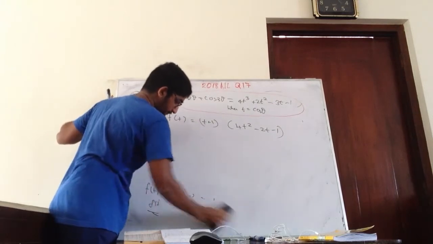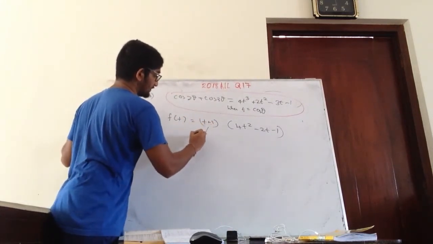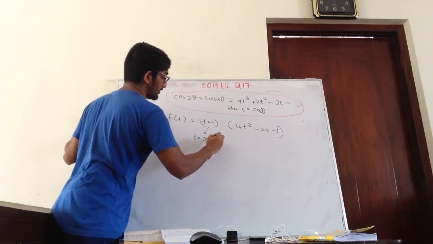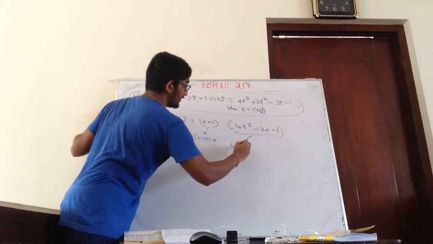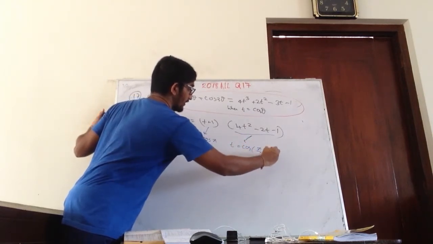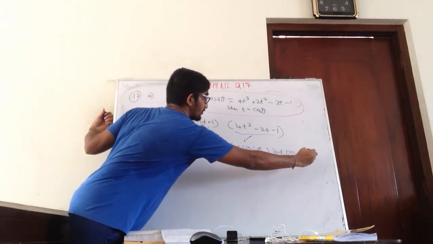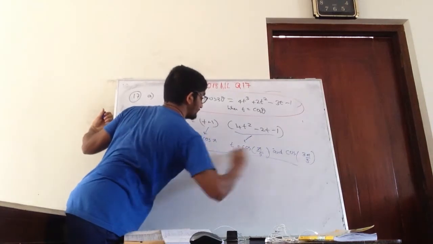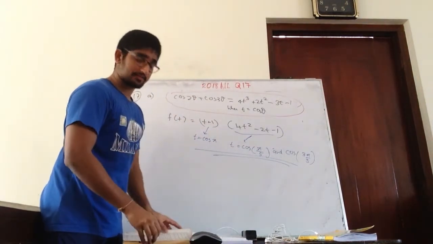Right. So what you all need to know here is that here the solution is t equals cos phi. Here the solutions will be t equals cos phi over 5 and cos 3 phi over 5. Right? Okay. So what are they asking next?